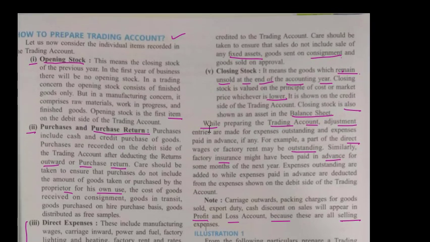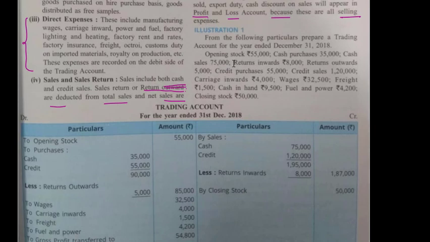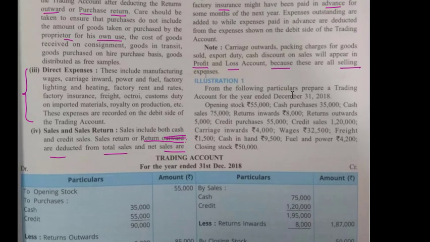Now let us understand all these things with the help of one example. For this example, I suggest that you make a table first. For the heading, you have to write the company name and then the year. Here, from the following particulars, prepare the trading account for the year ended December 31st 2018. So we have given the heading as trading account for the year ended 31st December 2018. If they mention some company name, then I will write the company name also.